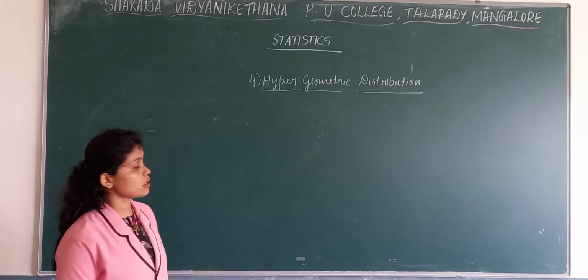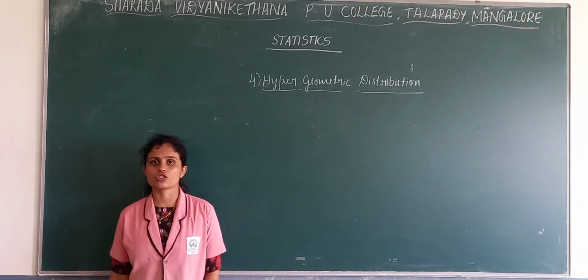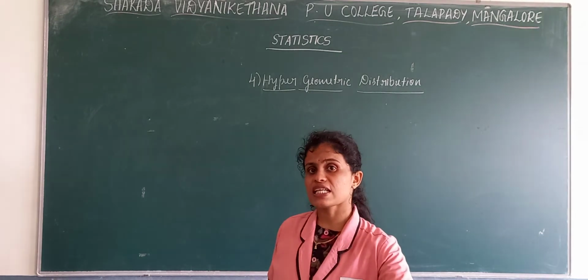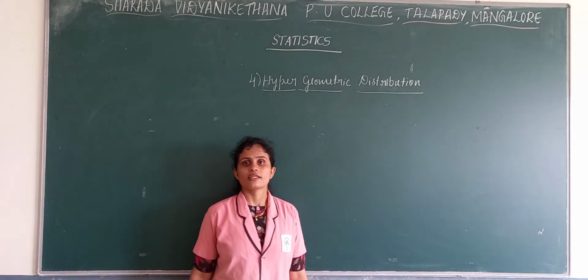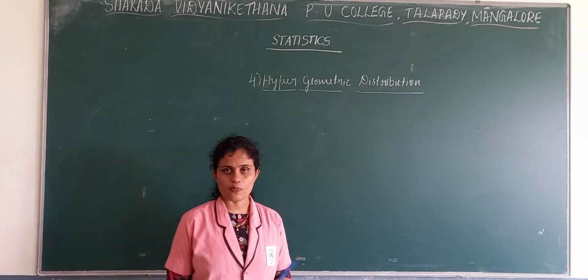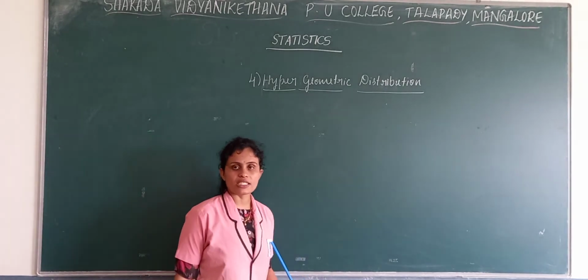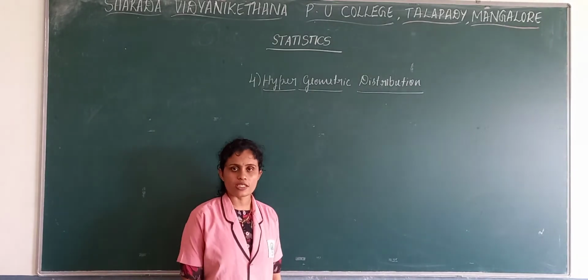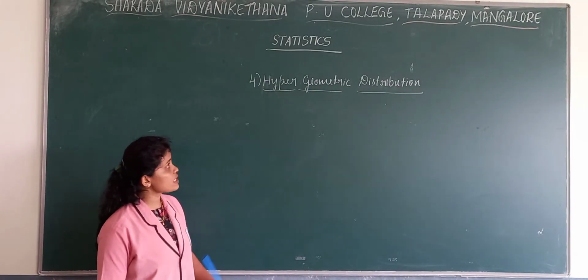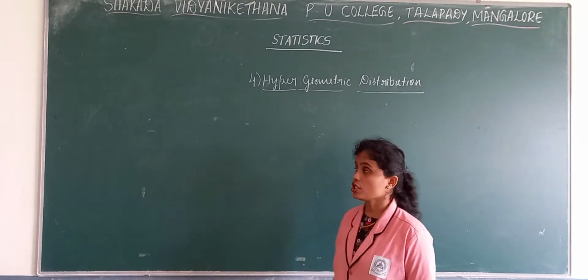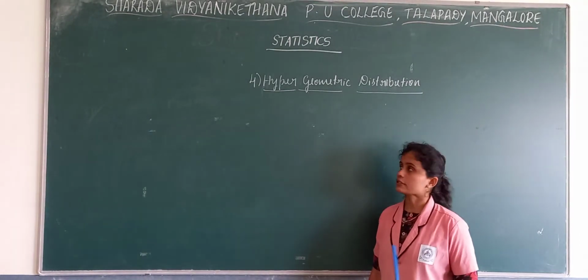Today we will discuss the fourth distribution, that is hypergeometric distribution. Until now we have been discussing theoretical distributions. Firstly we discussed Bernoulli distribution, then binomial distribution, and until last class we were discussing Poisson distribution, and today we discuss hypergeometric distribution. It is the next distribution.